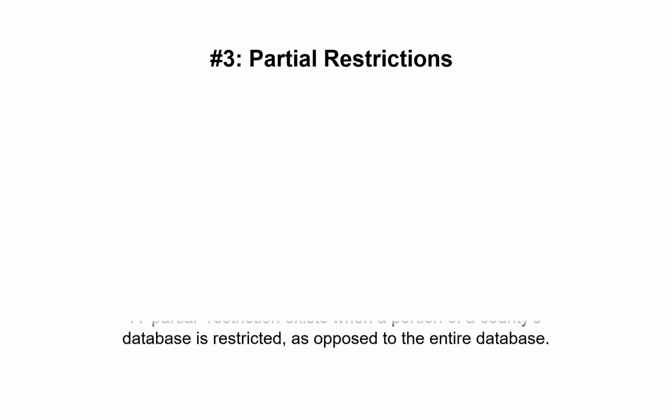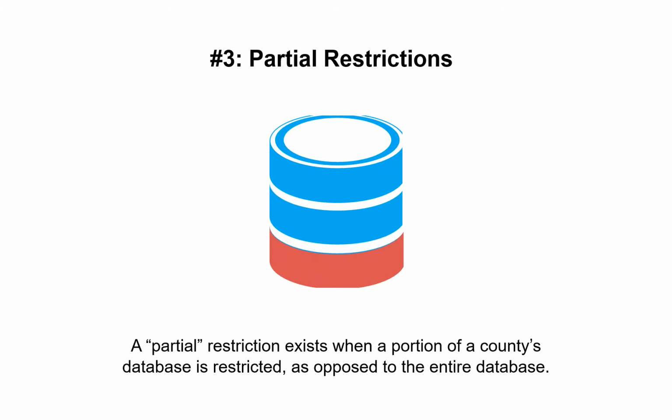Number 3. Partial restrictions. A partial restriction exists when a portion of a county's database is restricted, as opposed to the entire database. This partial restriction can pertain to specific years or certain document types. Several counties in Oregon have split databases due to this type of restriction. For example, we may have a contractual restriction imposed on images for the years 1985 to 2005, but we do not have that restriction for the years from 2006 to current. Therefore, we have released that portion of the database for overall use.